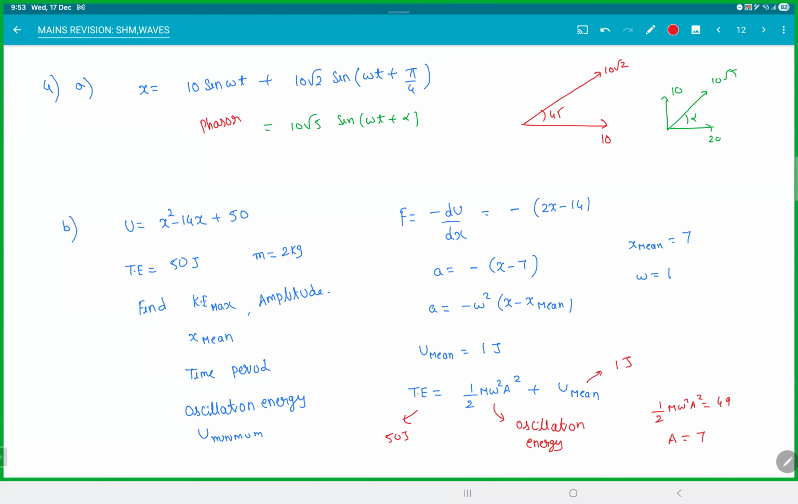I got amplitude also. I'll get time period also, 2 pi by omega. I got oscillation energy also. I got U minimum is 1 joule, U mean. There I got everything. All clear with this? Again, a pretty good question there. What is the maximum kinetic energy? 49, isn't it? I gave 50 total.